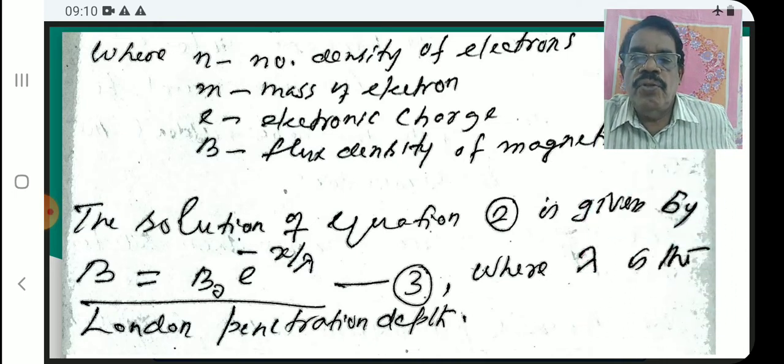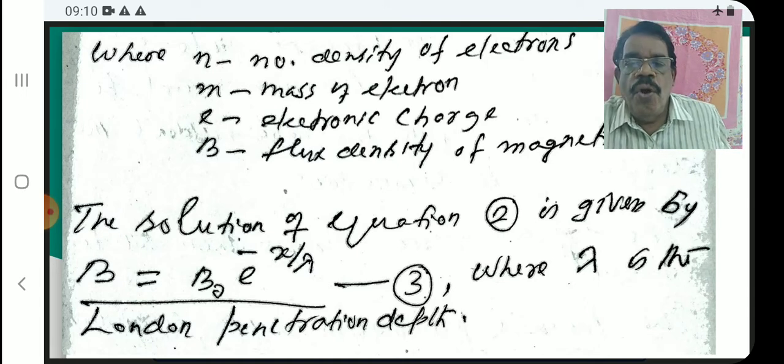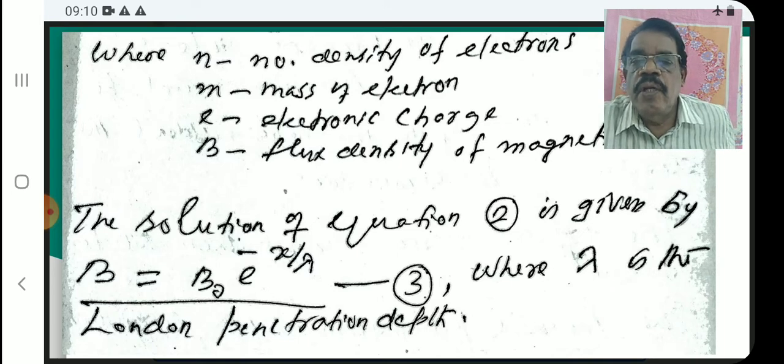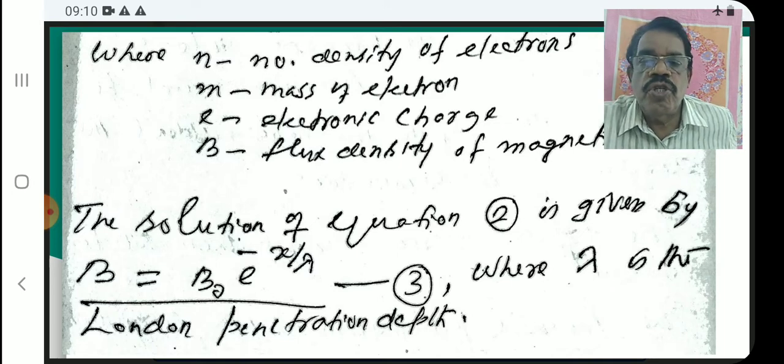The solution of equation number 2, the second degree equation del square B, is given by B equal to B0 e raised to minus x by lambda, equation number 3, where lambda is the London penetration depth.